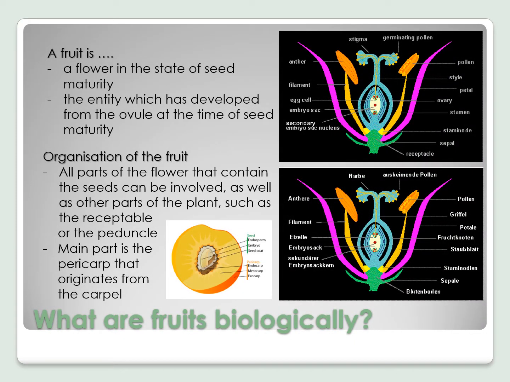What is a fruit? Remembering what you learned during your school time. A fruit is a flower in the state of seed maturity. It represents the entity which has developed from the ovule at the time of seed maturity. All parts of the flower that contain the seeds can be involved in fruit formation, including other parts of the plant, such as the receptacle or the peduncle. The main part of the fruit, which represents in most cases the edible part, is the pericarp that originates from the carpel.